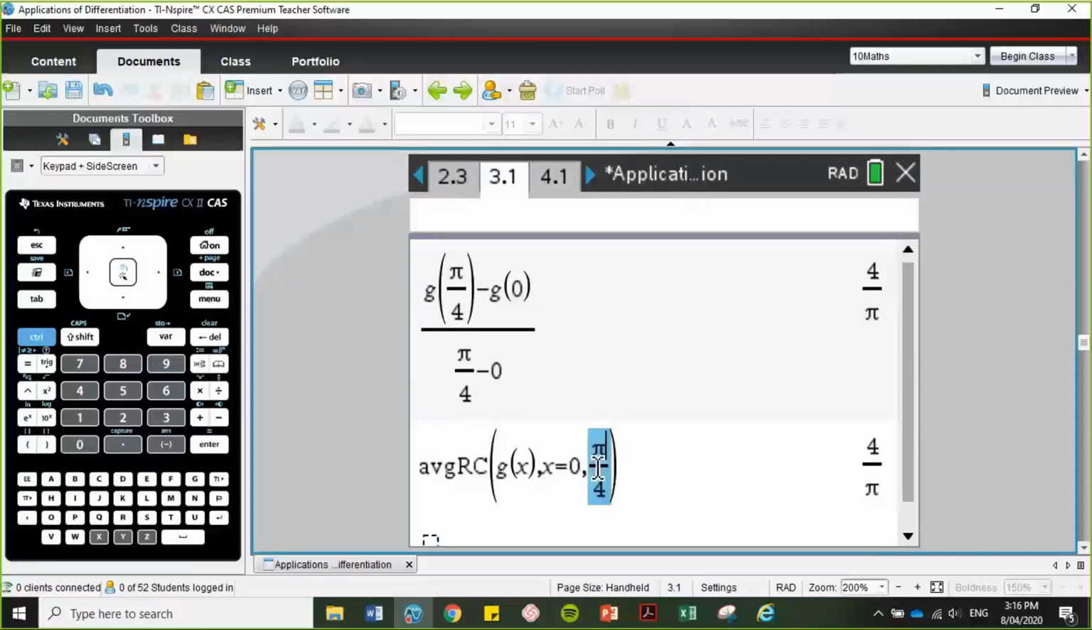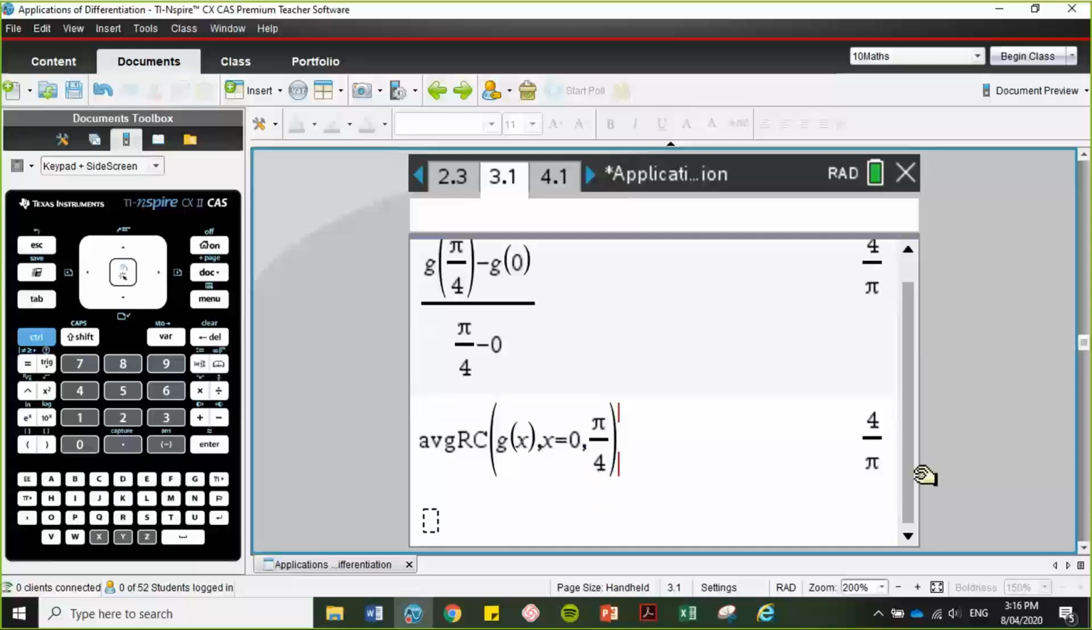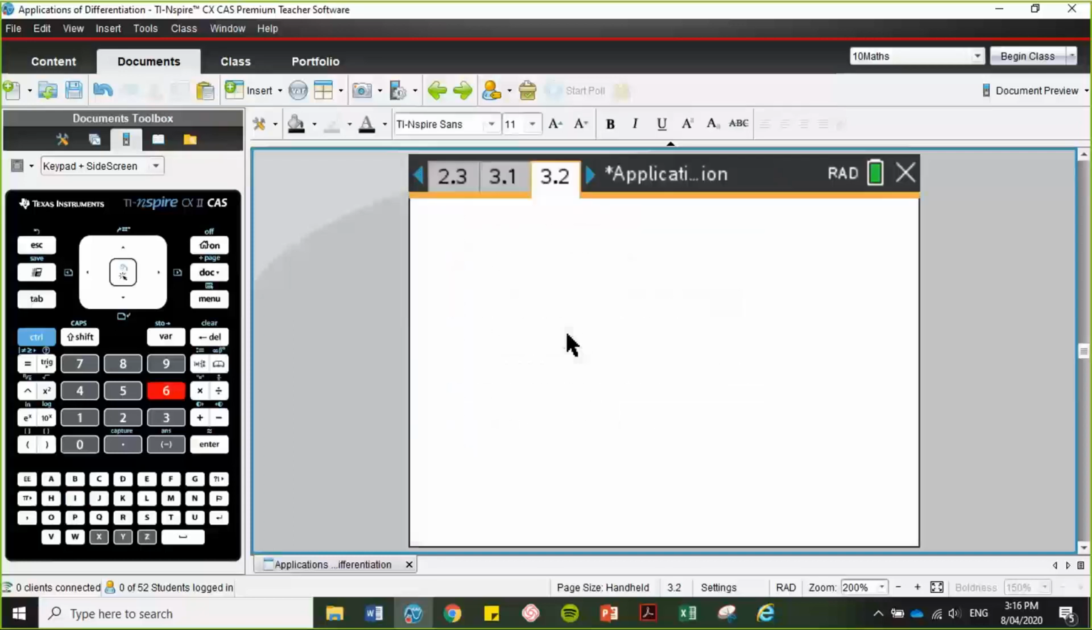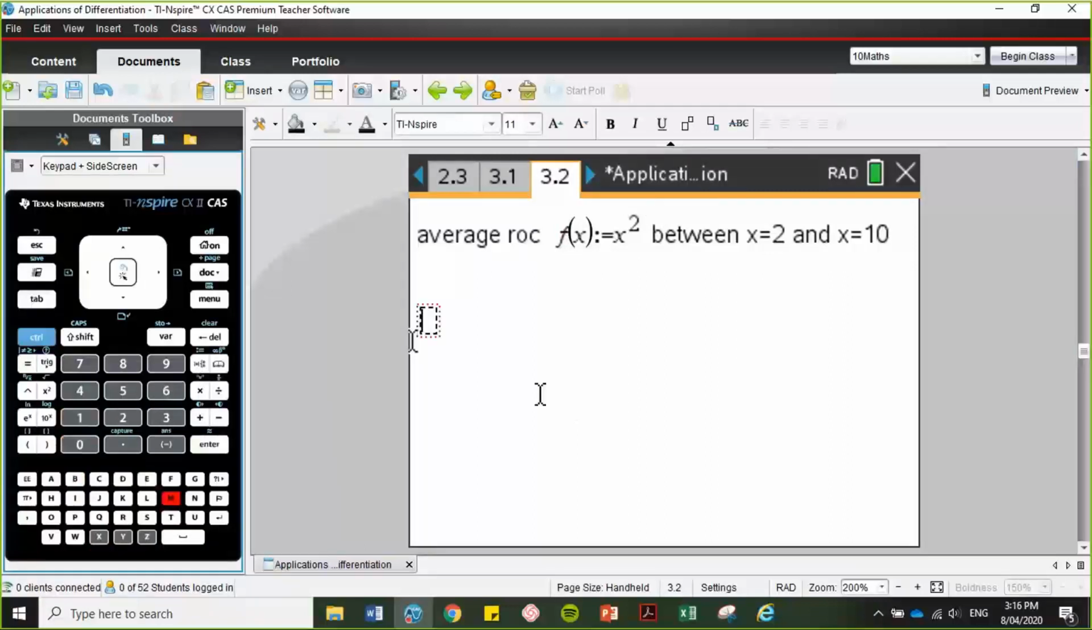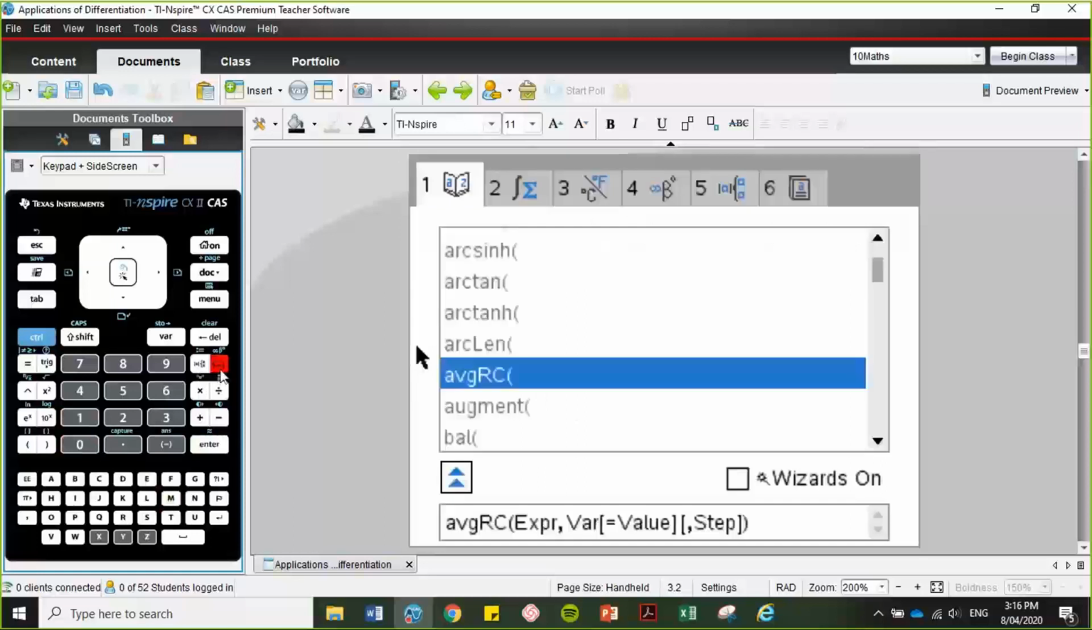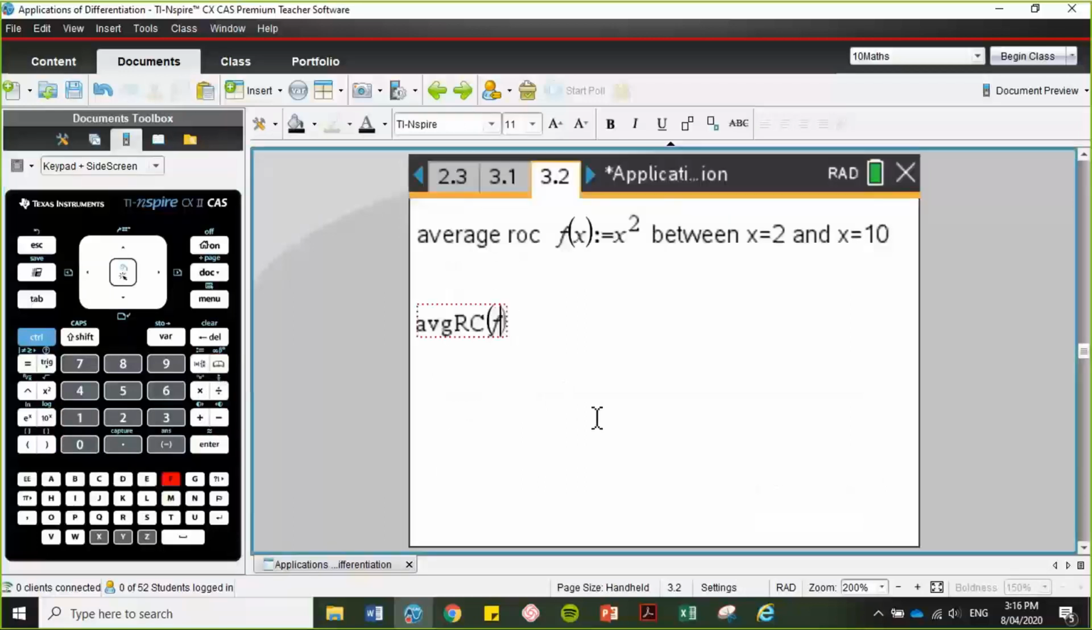This is the step size here. So if we were asked to find the average rate of change, let me do an example here. If we were asked to find the average rate of change for the function, let's type in f of x equals x squared, between x equals 2 and x equals 10, then we would use the command average rate of change. Remember, that's on the book button there.